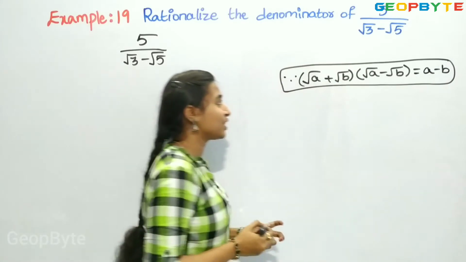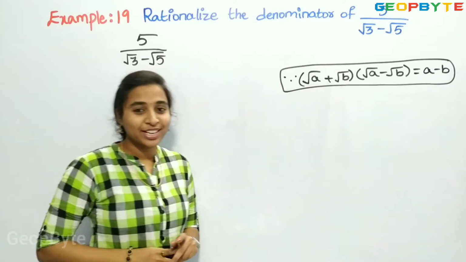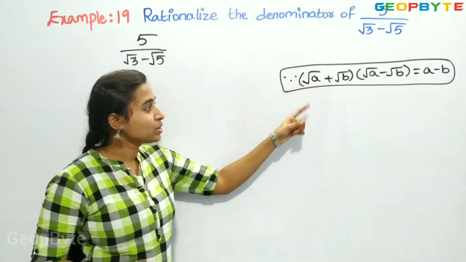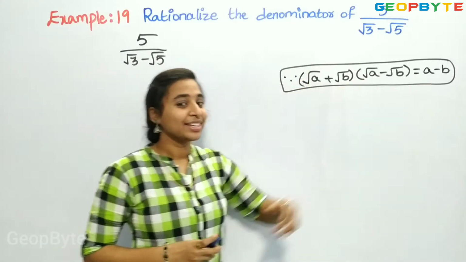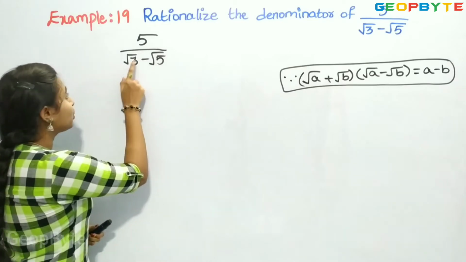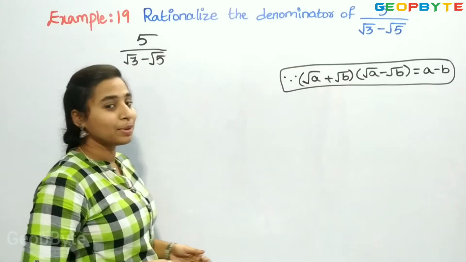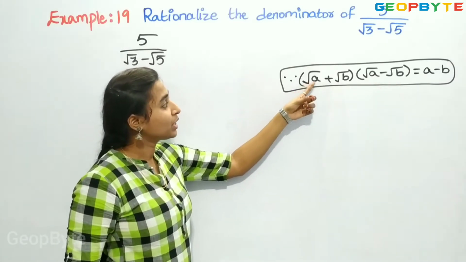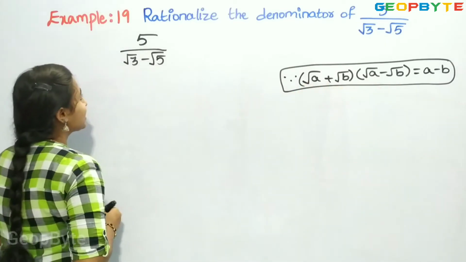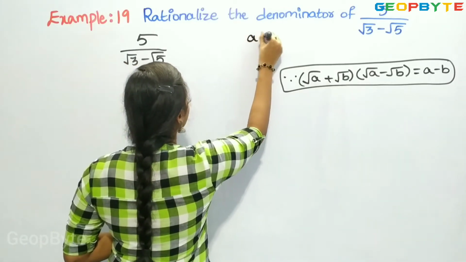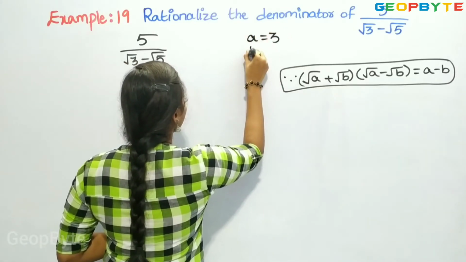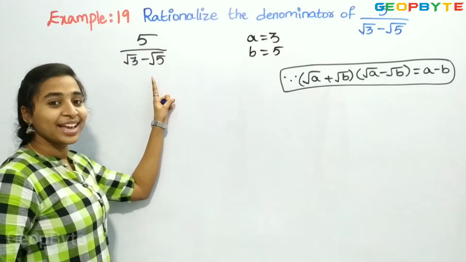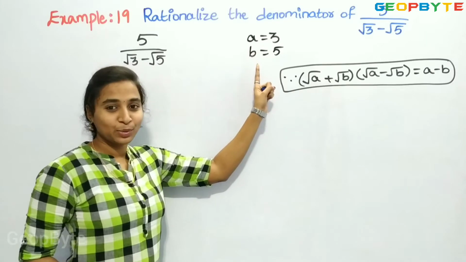This identity is in the form of (A plus B) into (A minus B) is equal to A square minus B square. Since we have roots, we don't have squares. So, now we have root 3 minus root 5. That is nothing but it is in the form of root A minus root B. We want root A plus root B. Here, A is equal to 3, B is equal to 5.